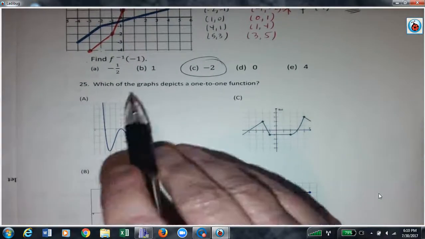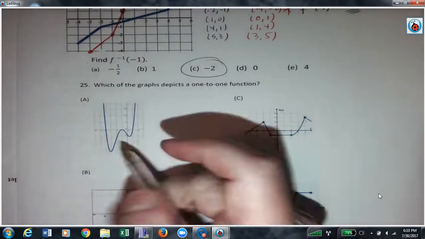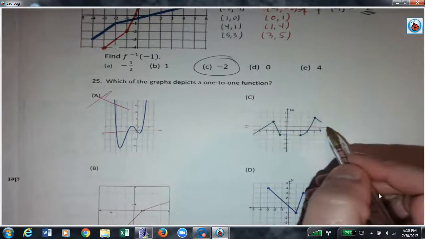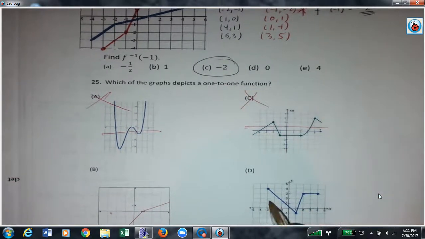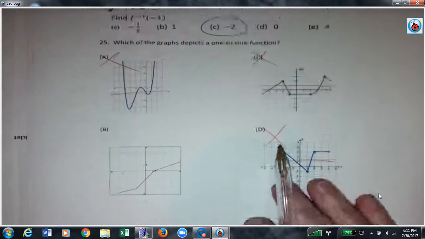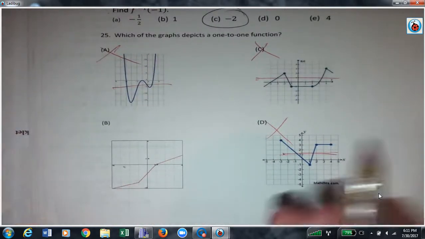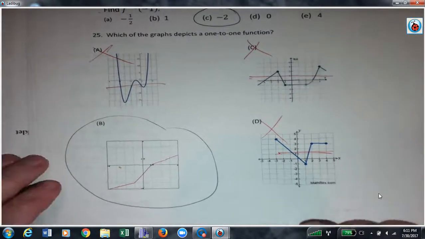Okay, which of the graphs depicts a one-to-one function? Well, that fails the horizontal line test, so that's not one-to-one. That fails the horizontal line test, so that's not one-to-one. This fails the horizontal line test. This passes the horizontal line test. Any horizontal line I care to draw only hits it at most once. So this one is a one-to-one function.